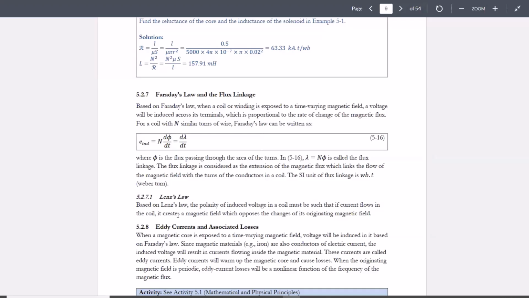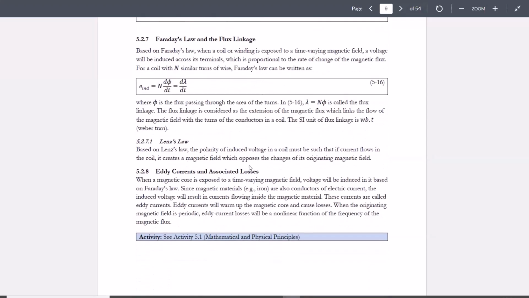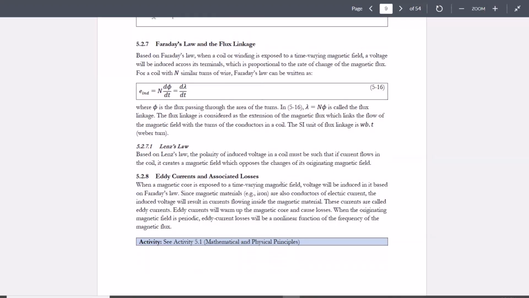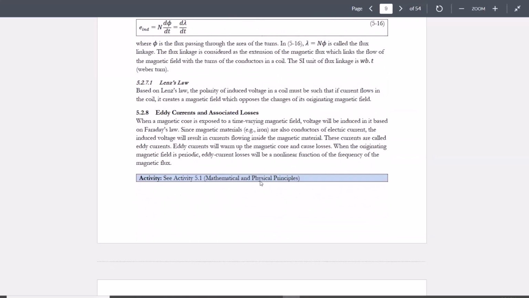If you're creating a voltage in a coil, that should result in a magnetic flux that opposes the originating magnetic flux. Does that make sense? That's called Lenz's law. So the polarity of the induced voltage must be such that if current flows in that coil, it creates a magnetic field which opposes the changes of its originating magnetic field. Now, let's go to eddy currents.